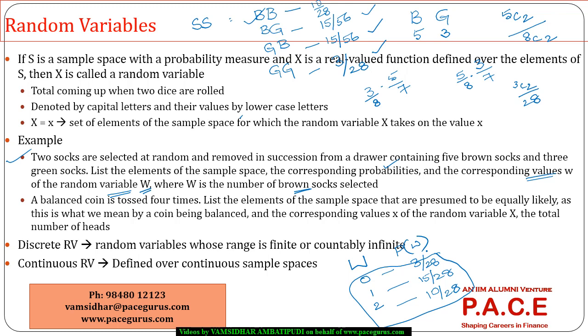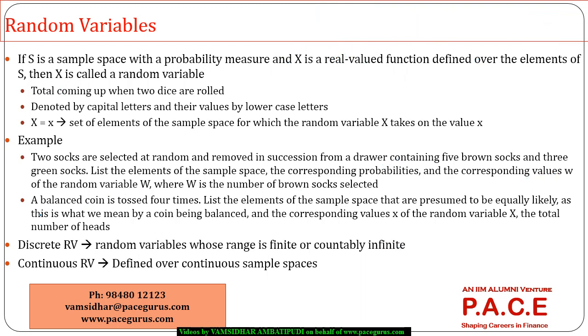So the random variable W, which is the number of brown socks that are selected, could be either 0 with a probability of 3 by 28, 1 with a probability of 15 by 28, and 2 with a probability of 10 by 28. So these are the different values that could be taken by this specific random variable. Okay, let me take one more example to get an understanding of random variables.